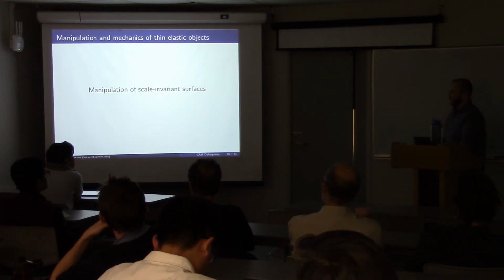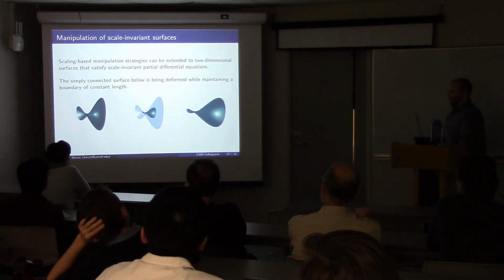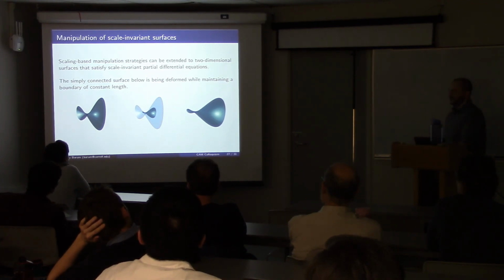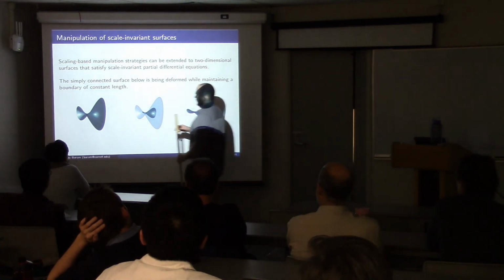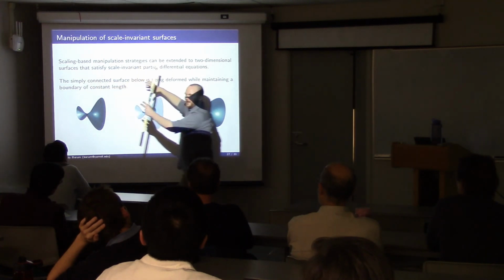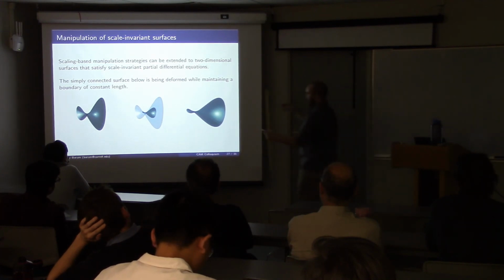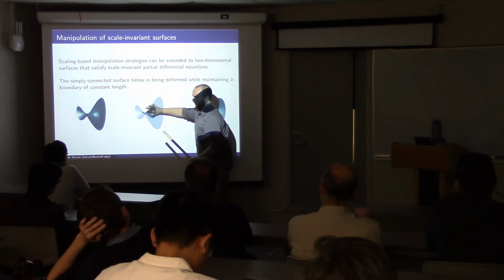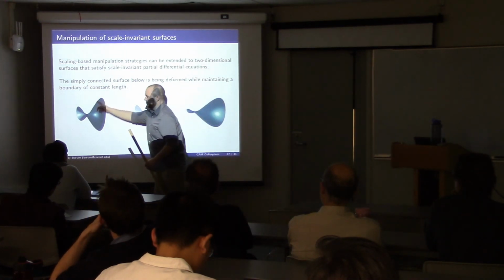So now let's move on to surfaces. Here I have fewer results. This is something I'm just starting to think about. But this idea of scaling-based manipulation, we could extend it to two-dimensional surfaces that satisfy scale-invariant PDEs. So for example, let's take a simply connected surface. What I'm going to do is simply connect it so I can take the boundary and contract it down to a point. As we're contracting it, I'm going to take whatever's in the interior here and rescale it. And I'm going to rescale it in this case so that the length of the boundary always stays the same.